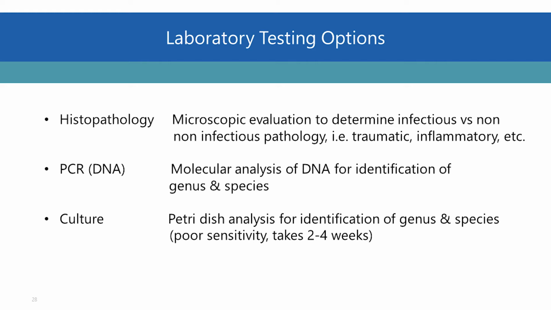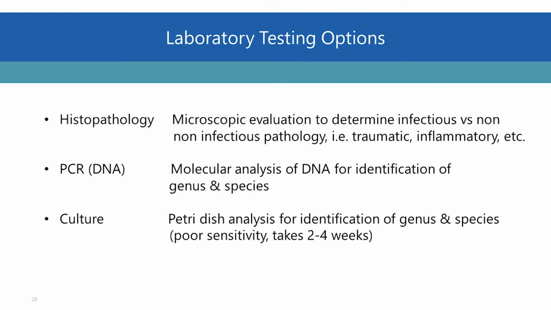That is the PCR, i.e. DNA. PCR DNA assay. Essentially, this is the molecular analysis of the DNA for identification of genus and species. Okay, this is the test that you have to do if you want to know exactly what you are treating. And then the third option is culture of the nail plate. Now, this is a Petri dish analysis for identification of genus and species. The only problem is very poor sensitivity, as well as it takes a long time. So let's get into the various options for the different techniques for nail specimen collection.